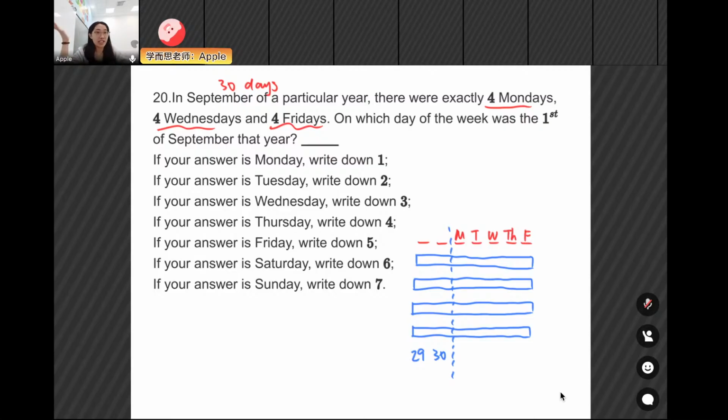Okay, question, what is the next one? Where's my Saturday? Good job. Saturday should be at the very beginning. So here, we have a Saturday and a Sunday. So after you draw out the calendar, the rest is super easy. Which day is the first day of September? Now you see it is Saturday. So that is why for the answer, we just write down 6.